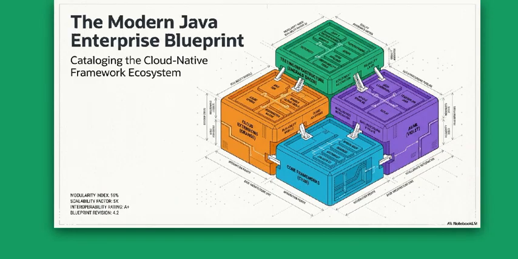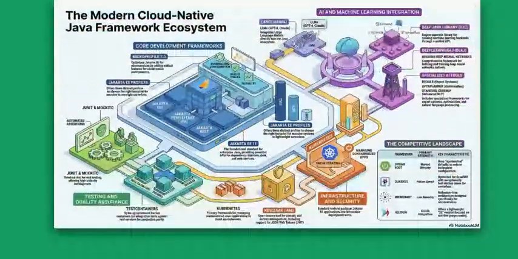Welcome to the deep dive. For you listening, our mission today is to decode a really fascinating set of schematics we've been given. It's called the Modern Java Enterprise Blueprint, specifically revision 4.2. And we're going to explore how modern cloud-native applications are actually built from the absolute ground up. Systems designed not just to survive the sheer chaos of the cloud, but to integrate AI seamlessly into their core.